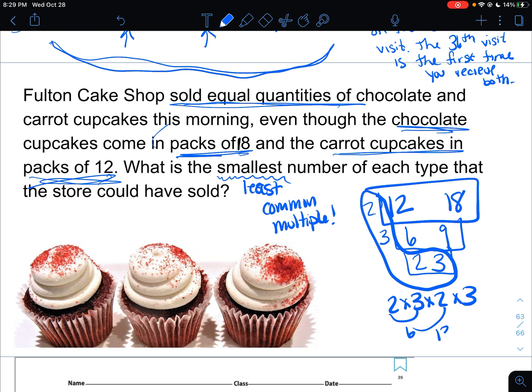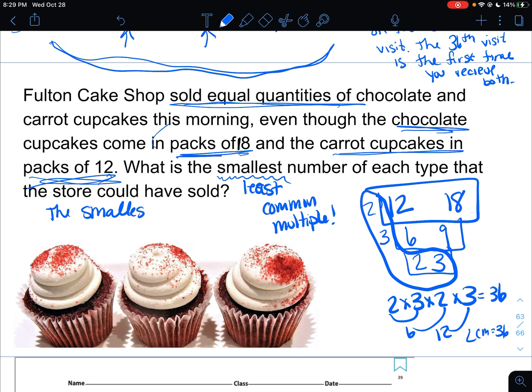2 times 3 is 6. 6 times 2 is 12. 12 times 3 is 36. So since my least common multiple is 36, that gives me the answer to this problem.